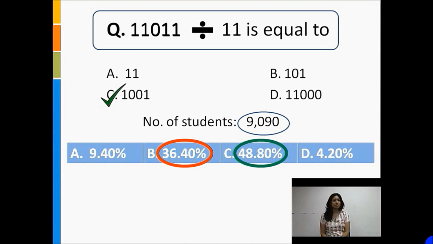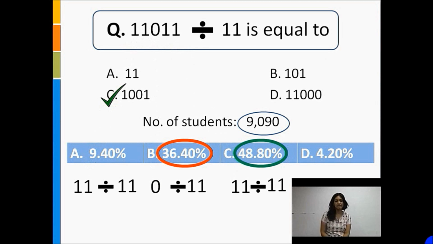It is possible that students are not sure of what exactly to do when there is a zero in the dividend. In this case, they probably saw the dividend in three different parts, that is 11, 0 and 11. Dividing each of these by 11, they arrived at the answer 101.